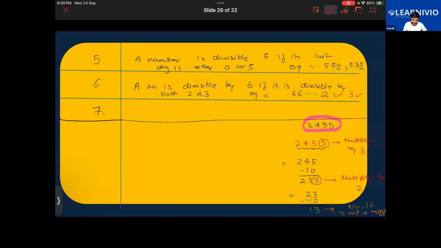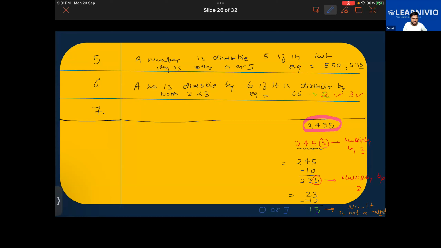But had our remainder been different, if instead of 13 you were getting 0 or 7, or let us say 14, 21, 28, 35, 49, 63, like that, then it would have been divisible by 7. Hope you are able to understand this.